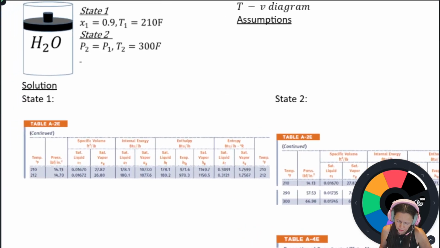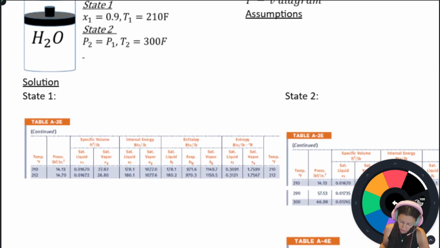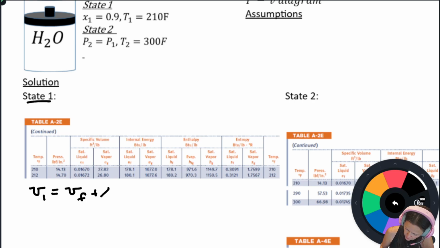Let's go ahead and calculate our specific volume at state 1. And I know that it's saturated because I've got a quality. So at state 1, I know my V1 is going to be V sub F plus my quality times V sub G minus V sub F.